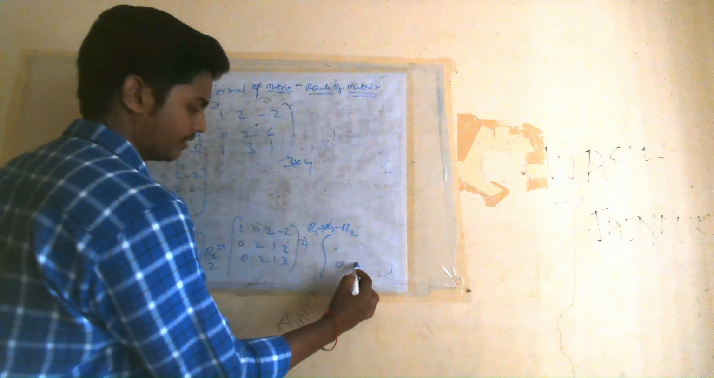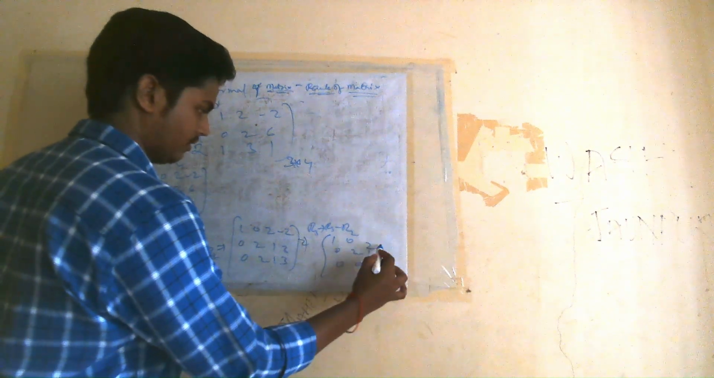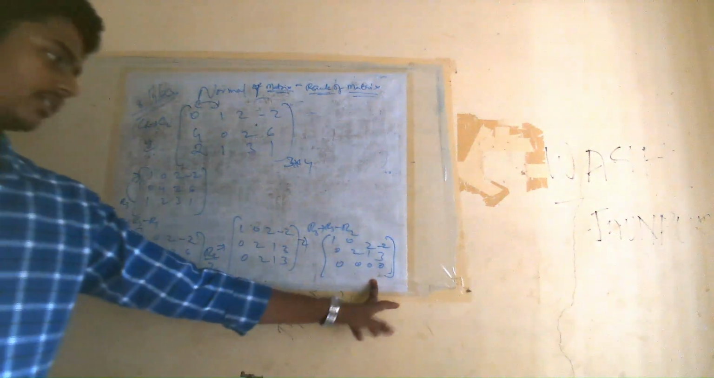If I take this, R3 implies R3 minus R2. What do I get here? 0, 0, 0, 0. I get 0, 2, 1, 3. I get 1, 0, 2 minus 2. Now, we got such format now.